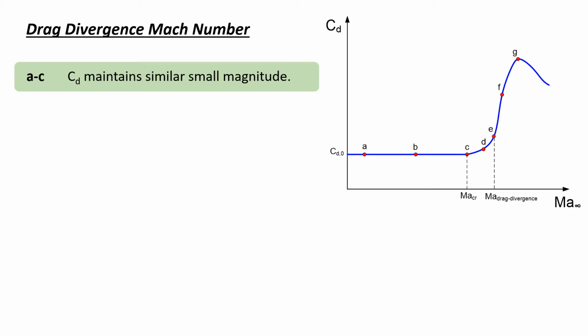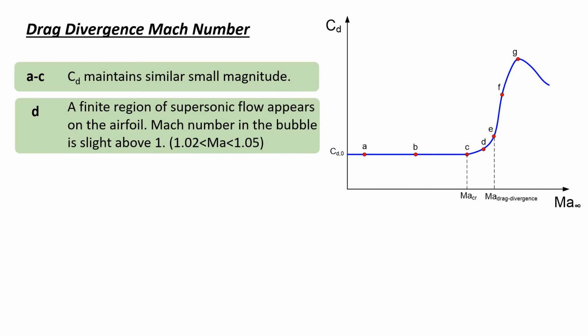We will look at the different sections of this curve. First, we see section A to C, which is the flat initial part of the curve until the critical Mach number. The feature of this AC section is that C_D maintains a similar small magnitude, with little variation until the critical Mach number, which means until the supersonic region, the bubble, appears. Then let's take a look at point D.